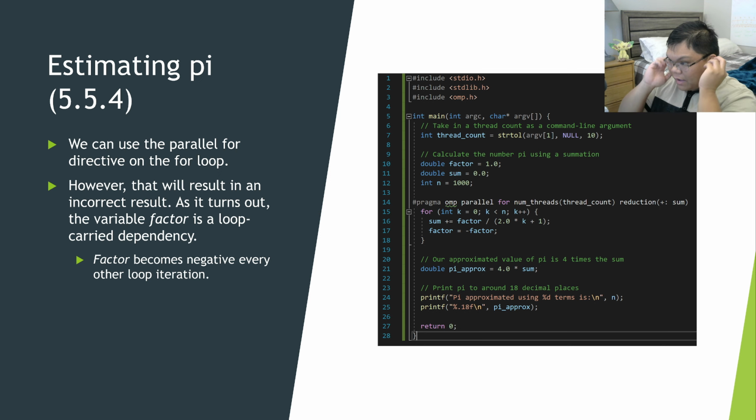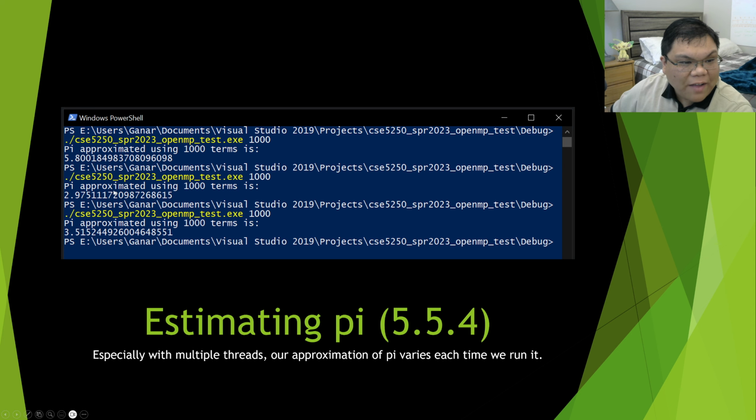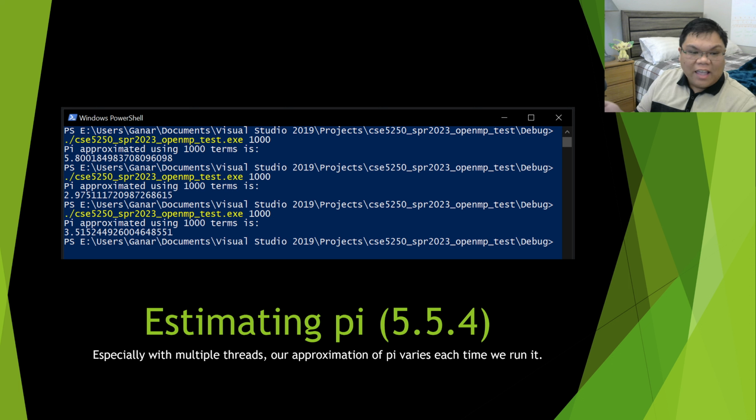So if we are unlucky, we might screw up our estimation of pi, especially if we were to use multiple threads. If we were to run this with, say, 1,000 threads, we would get values like this: 5.8, 2.975, 3.515. This is the closest one in this example, but it shows you that if you have loop carry dependencies, it can wreak havoc on your results. And this is the same program being run multiple times. Each time we are getting a different answer. Not good.